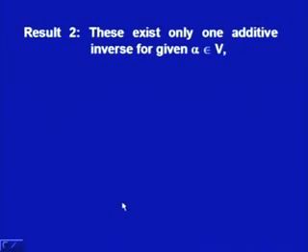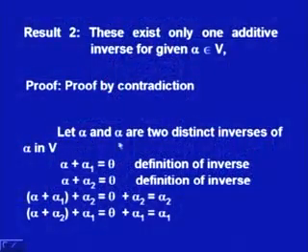Now the next result says that there exists only one additive inverse for a given alpha in V. So any member alpha in V cannot have two different inverses. Again we prove this result by contradiction. Let us say alpha 1 and alpha 2 are two distinct inverses of alpha in V. Since alpha 1 is the inverse of alpha, alpha plus alpha 1 is equal to theta by definition of inverse. Similarly, alpha plus alpha 2 is also theta because of the definition of inverse.